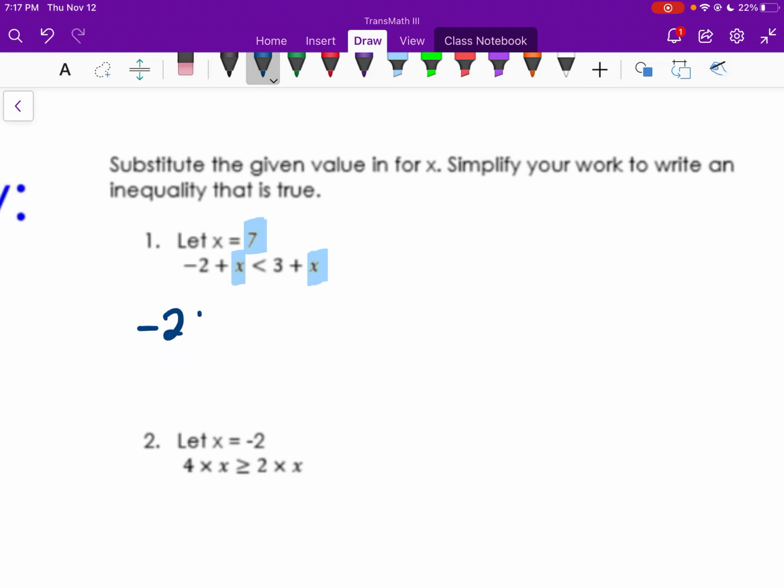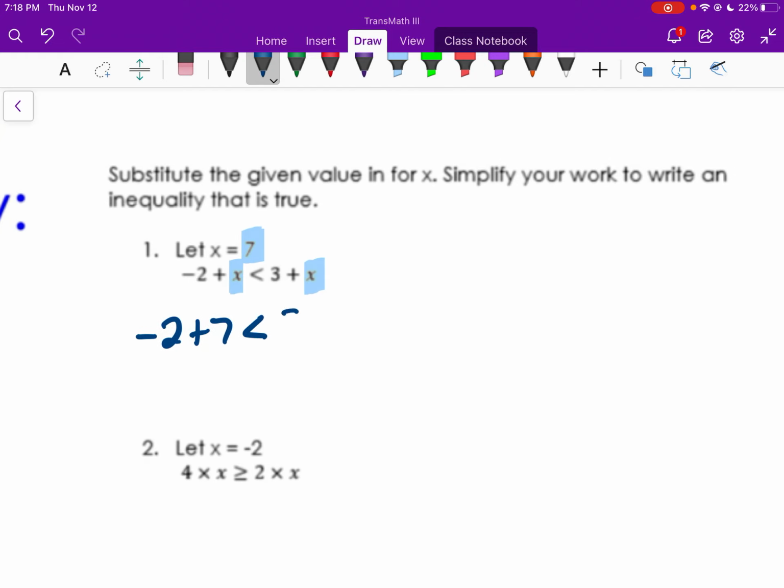Which is saying negative 2 plus 7 is less than 3 plus 7. Negative 2 plus 7, okay, now you can think of this as we got 7 positive, 2 negatives. Combining those together, we get a total of 5. 5 is less than 10, which is a true statement.